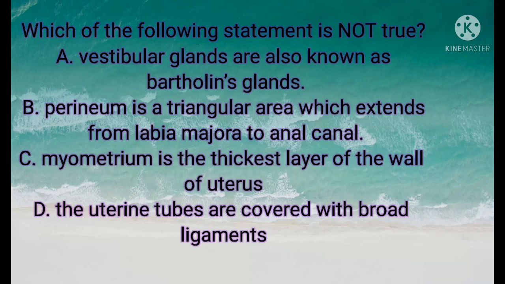But the last statement, that the uterine tubes are covered with the broad ligament, that is, the uterine tube, also the fallopian tube, is covered with the broad ligament, this is the false option and is not correct. This is the incorrect option here. All these three, A, B and C, are correct regarding the female reproductive system. And because of that, the right answer is D, the uterine tubes are covered with the broad ligament.